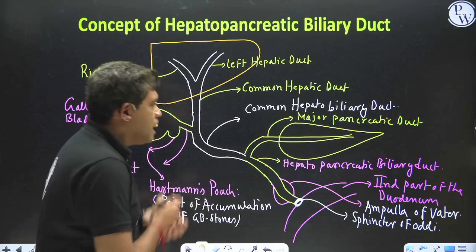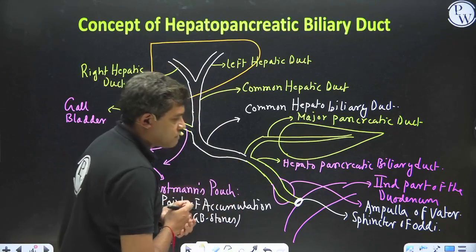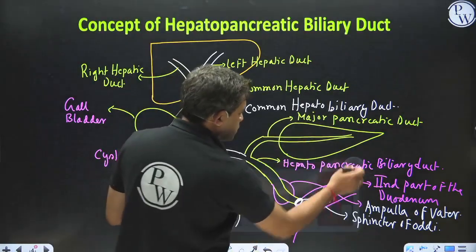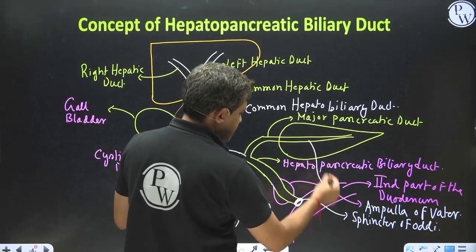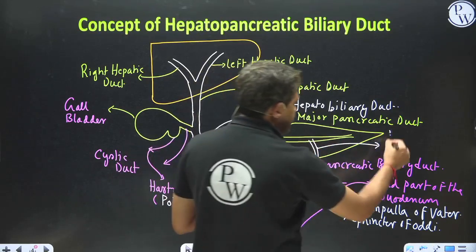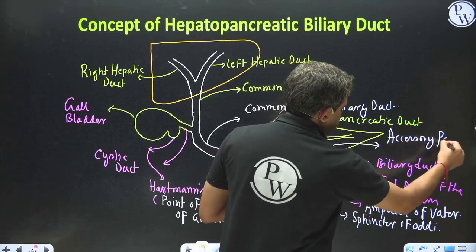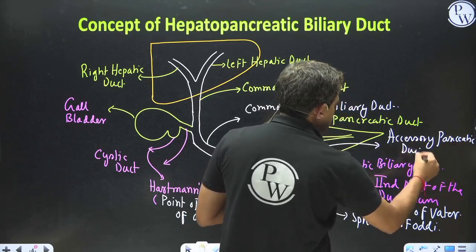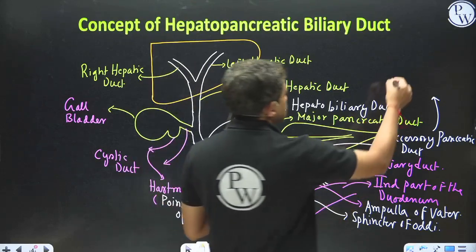And sometimes the pancreas may also be associated with an accessory pancreatic duct that can open like this, at the second part of the duodenum. So this is termed an accessory pancreatic duct.